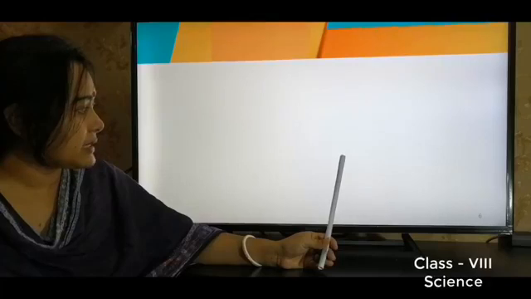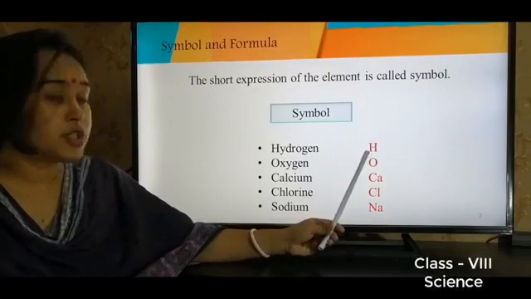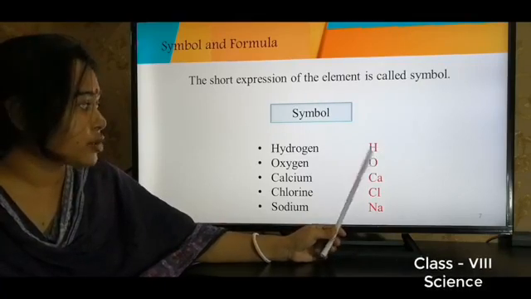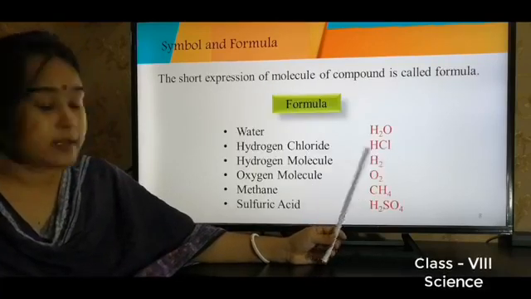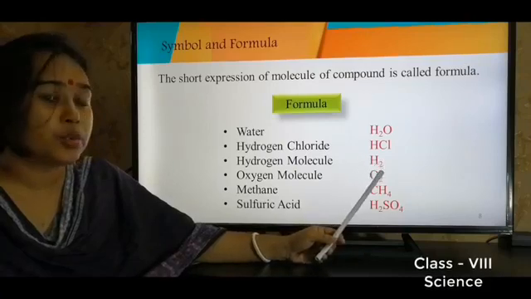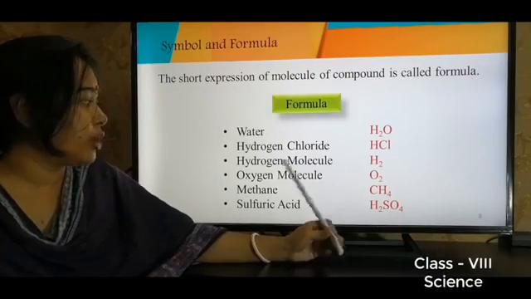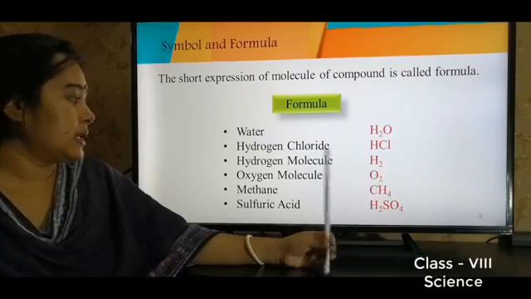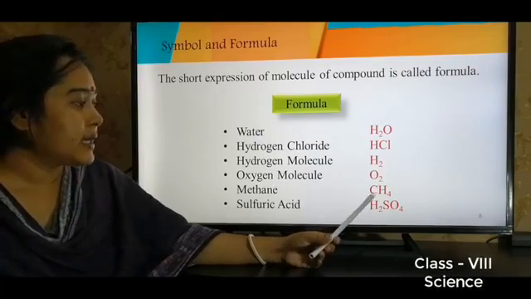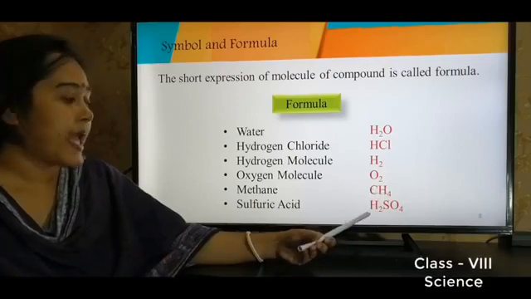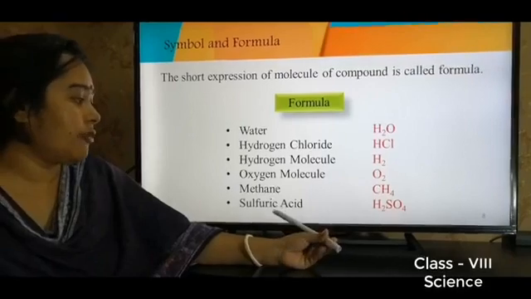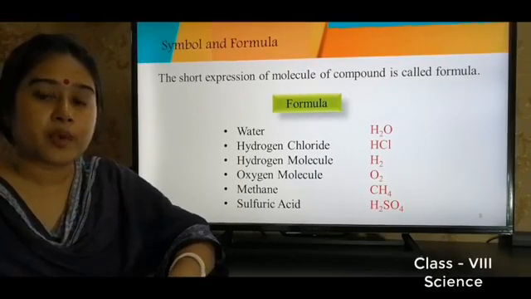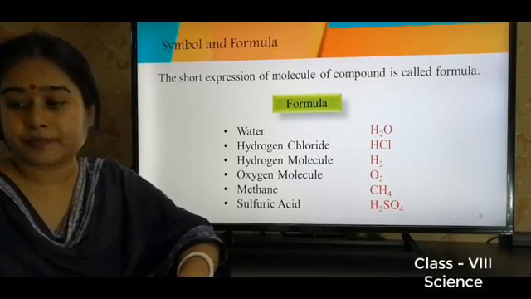I can show you our previous slide. Here the symbol of hydrogen, this H means one atom of hydrogen. And here you can see in this formula, that is H2, this formula means one molecule of hydrogen, and here O2 means one molecule of oxygen, and CH4, this is the formula of methane. H2SO4, this is the formula of sulfuric acid. So we use formula to express the molecule of compound in a short form.